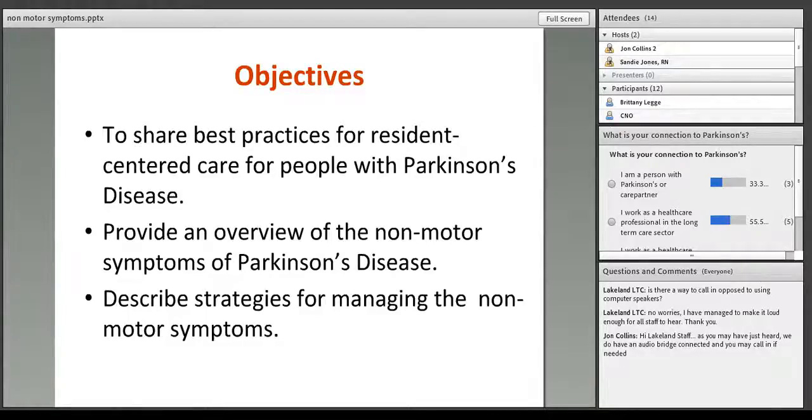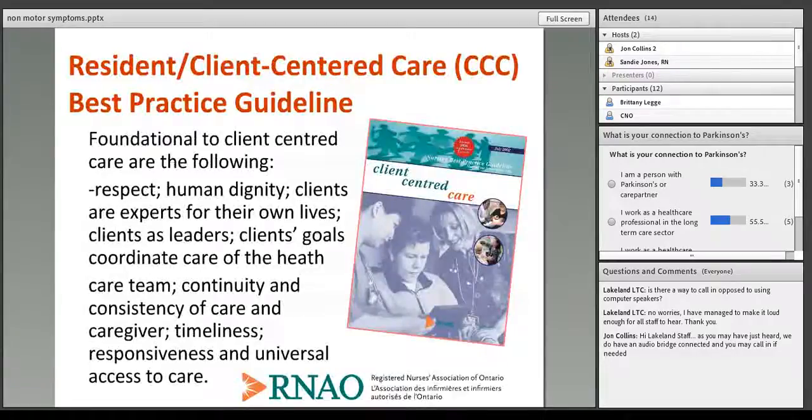So if you could flip to the next slide on resident or client-centered care best practices. Those are best practices around ensuring that as we provide care to residents, it's based on respect, human dignity, acknowledging that clients are the experts in their own lives and seeing them as leaders in care, and trying to ensure that the client's goals help to coordinate the care of the healthcare team. And things like being responsive and giving care in a timely fashion.